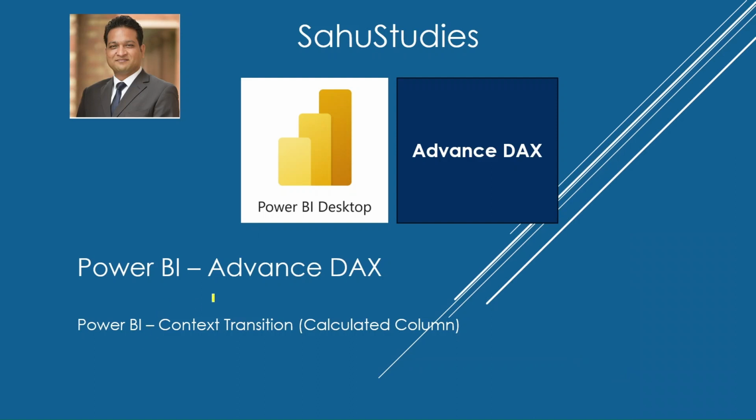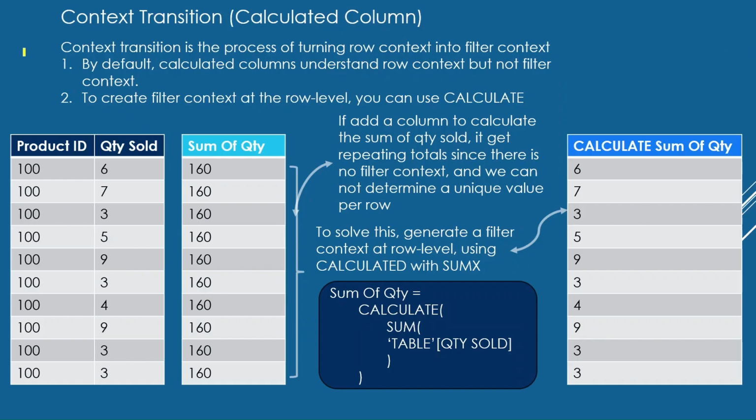In this video, we are going to discuss context transition with the help of a calculated column in Power BI. So, what is context transition? Context transition is the process of turning row context into filter context. By default, calculated columns understand row context but not filter context. To create a filter context at the row level, we need to use CALCULATE.